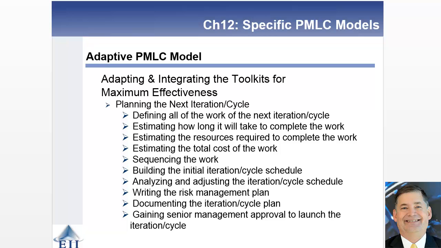You'll then start working on planning the next iteration or cycle. And again, the same things. You're looking at resources, building that network chart. But again, you're doing just enough work to get through the cycle, not do everything. You'll do a risk management plan. You'll do some documentation and then gain senior management approval to launch this next iteration.